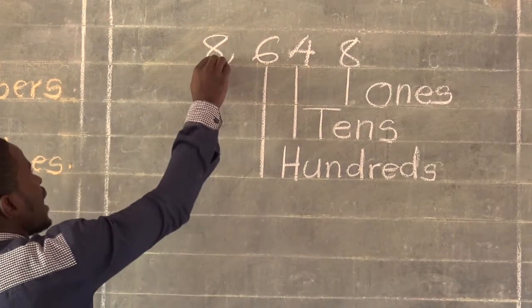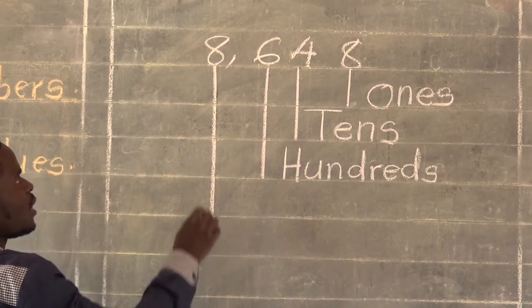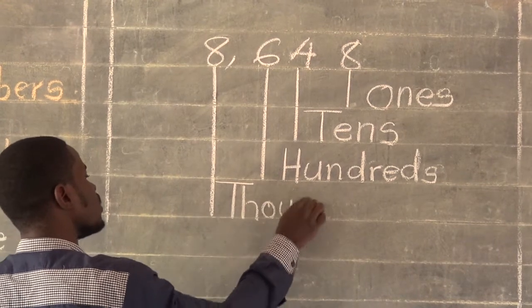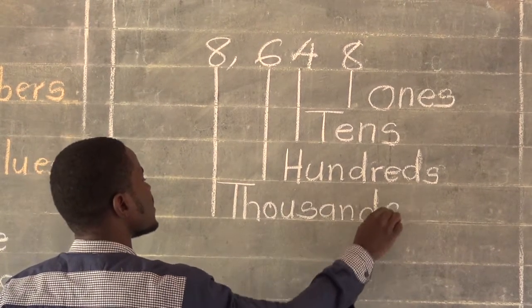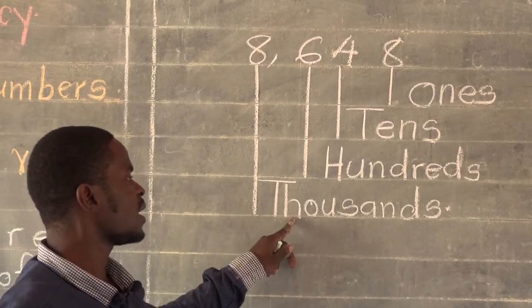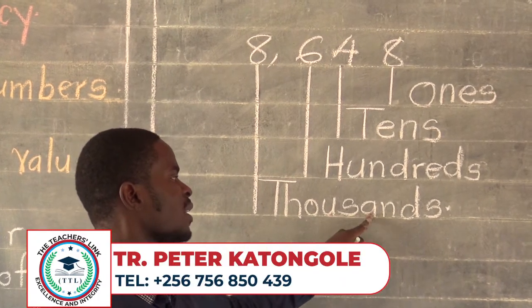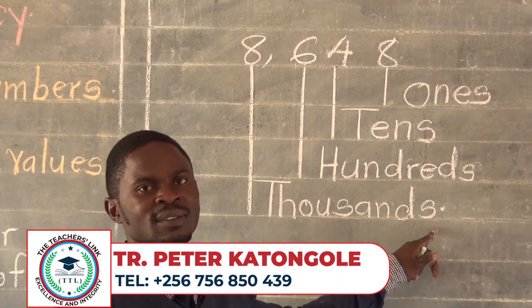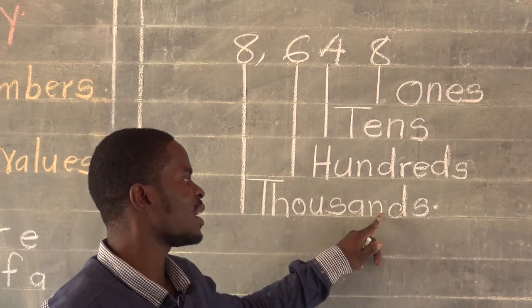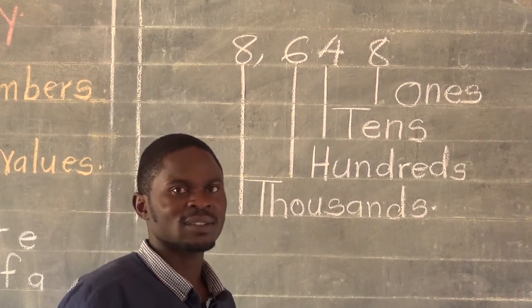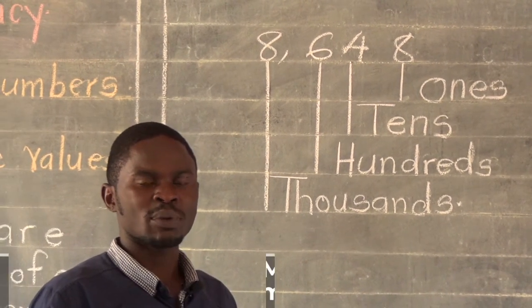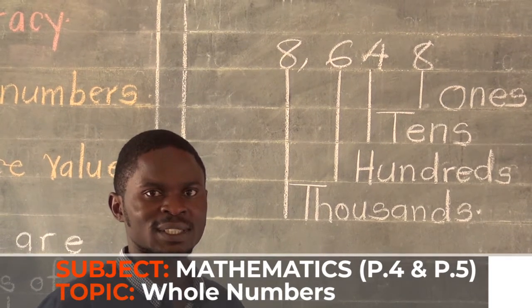Let's look at lastly the position name of number 8, and that is the thousands. The thousands place value. Let us spell the word thousands. T-H-O-U-S-A-N-D-S. The word is thousands. So whenever you're spelling, make sure you pause your screen and spell these words correctly.